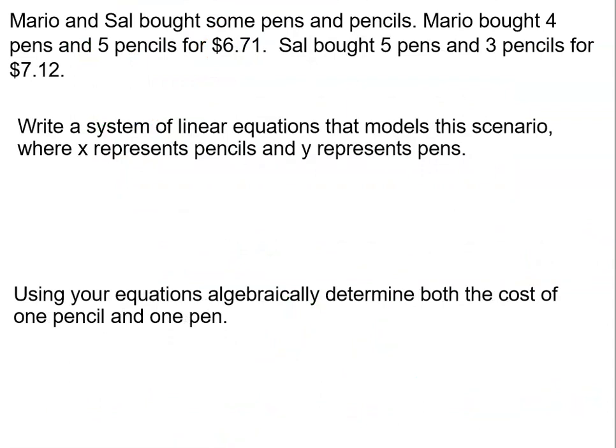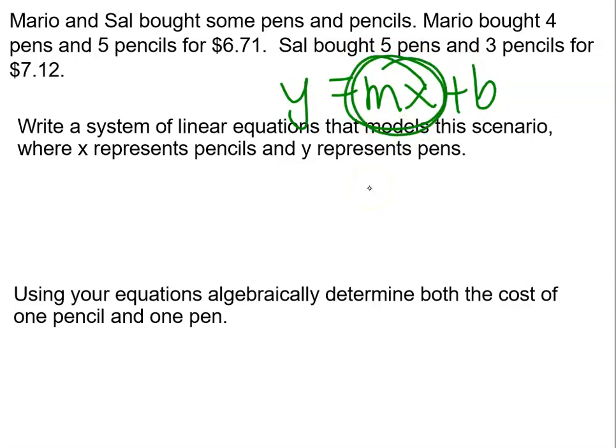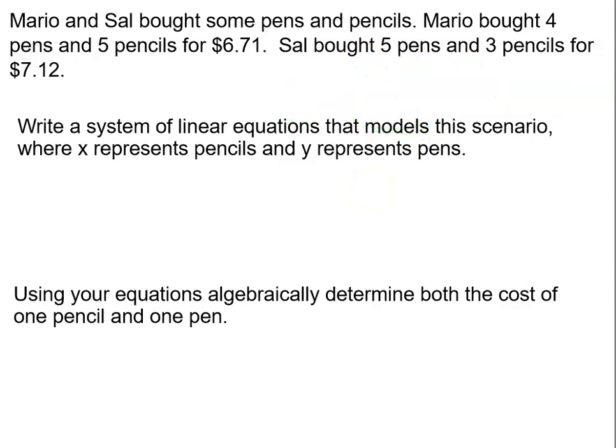Mario and Sal bought some pens and pencils. Mario bought 4 pens and 5 pencils for $6.71. And Sal bought 5 pens and 3 pencils for $7.12. So this equation is going to be different. I'm still going to be writing a system, but this one is talking about 2 items being bought. Not one is necessarily in relation to the other. So I'm not going to have a sentence in this order, because then I'd be describing how much the rate is changing, right? That doesn't make sense in this story right now.